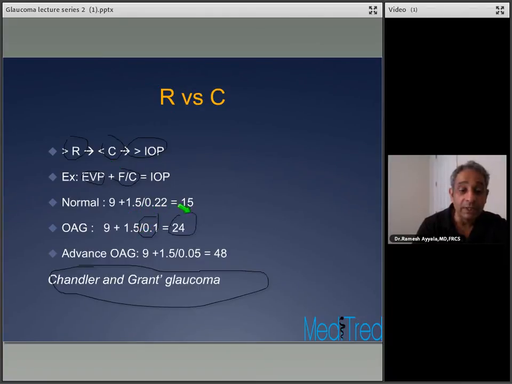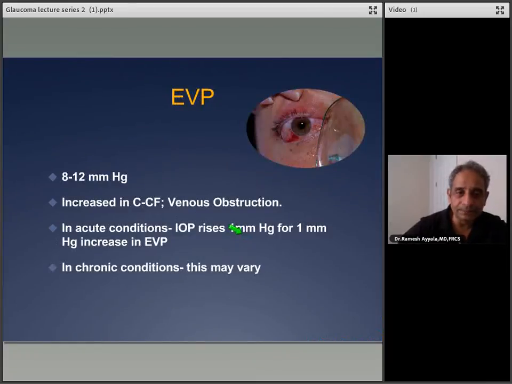In patients with advanced open angle glaucoma, the resistance is even higher and C is decreased to 0.05, and that can give you a pressure of 48 using the Goldmann equation. Sometimes they do ask you to calculate this in your board exams, so pay attention to this.